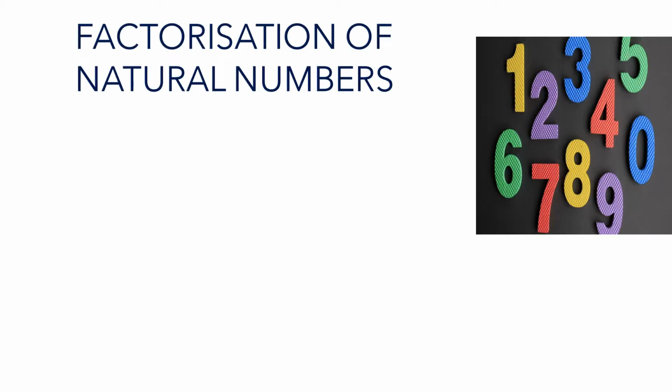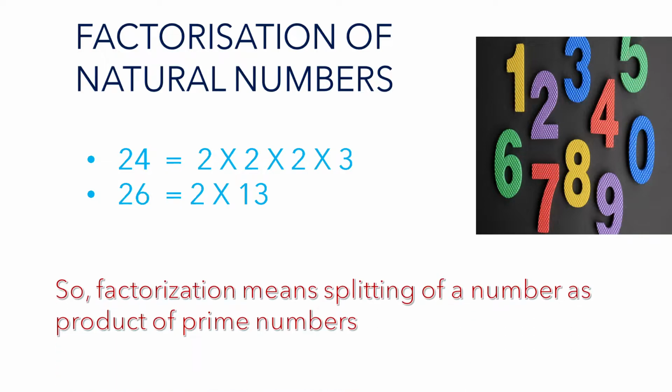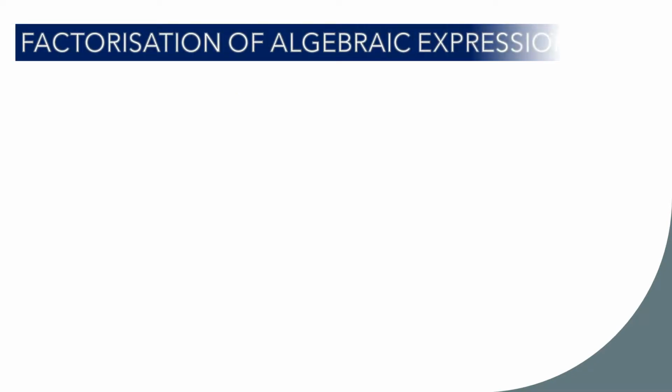When we are factorizing natural numbers, we are splitting the number as the product of prime factors. And we know that factorization means splitting of a number as the product of prime numbers or prime factors. Now, let us learn how we are factorizing algebraic expressions.